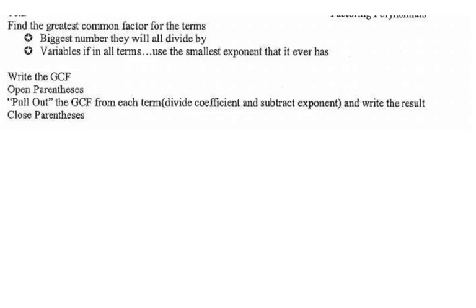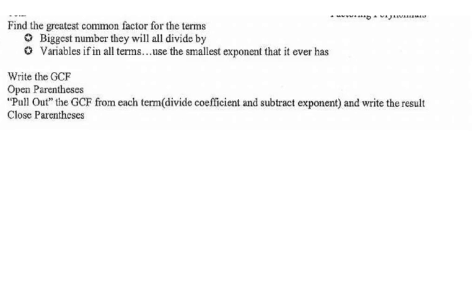So when you're factoring a polynomial, you figure out what the greatest common factor is and you write it down. Then you open parentheses, and you're going to pull out that greatest common factor, and you pull it out by division. So your coefficients will divide by the number in the greatest common factor. And then remember, we learned with exponents that to divide, you actually subtract your exponents. So you're going to subtract your exponents. You do this for each term, and then you close your parentheses.